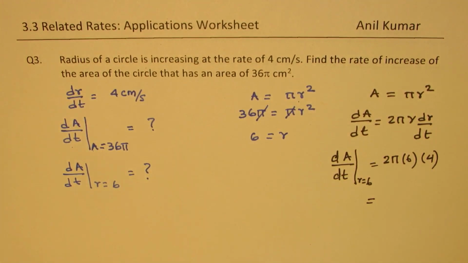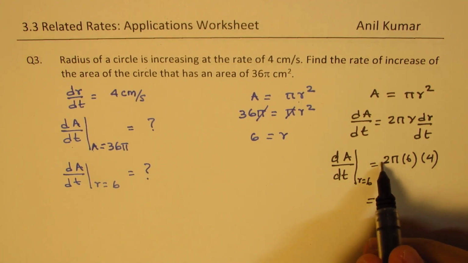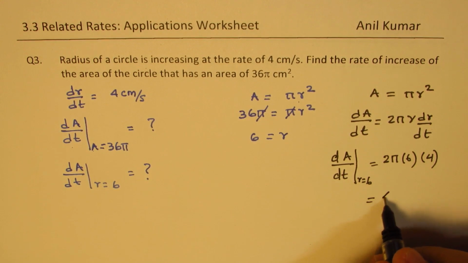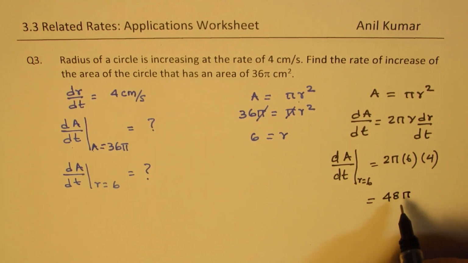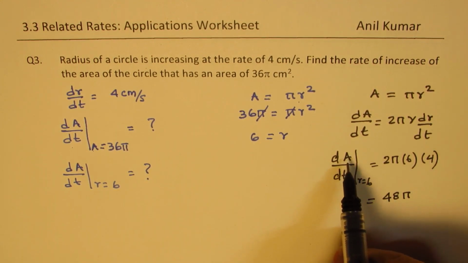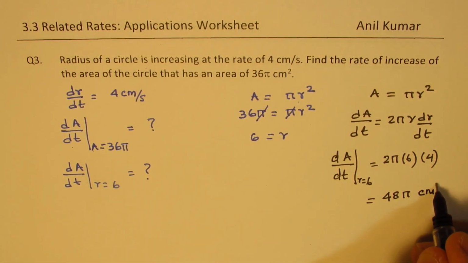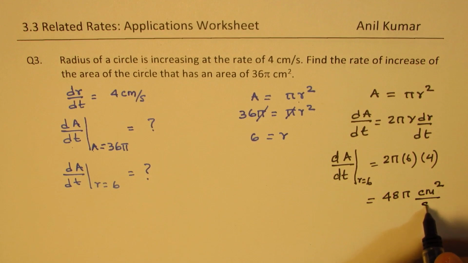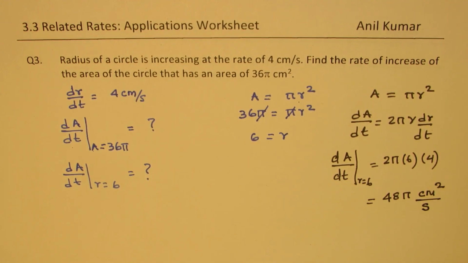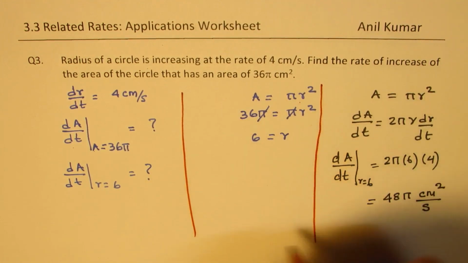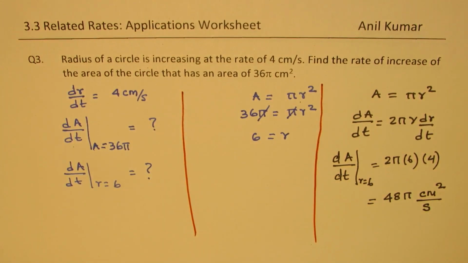We now have our answer, which is 6 times 2, 12 times 4, right? 48. So we have 48 pi, and the units will be rate of change of area, and everything is in centimeters. So it is centimeter square per second. Is that clear to you? So that becomes your solution. So we kind of did it in 3 parts just to show you that these are the steps involved when you're normally solving a question based on related rates.